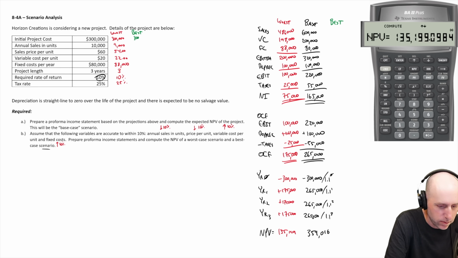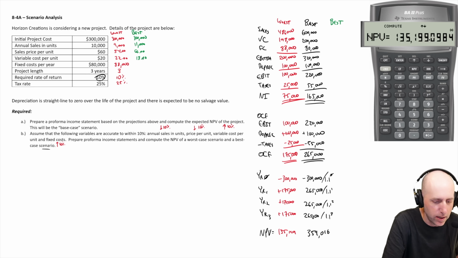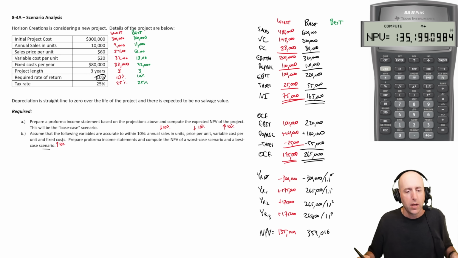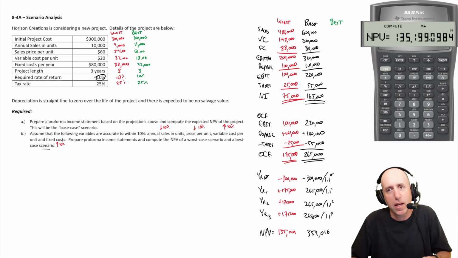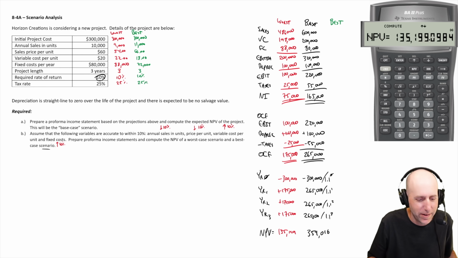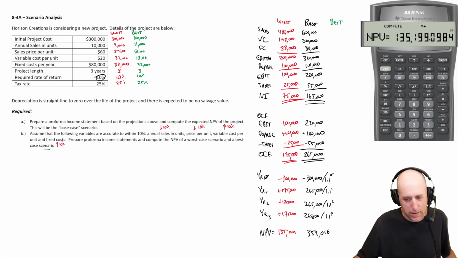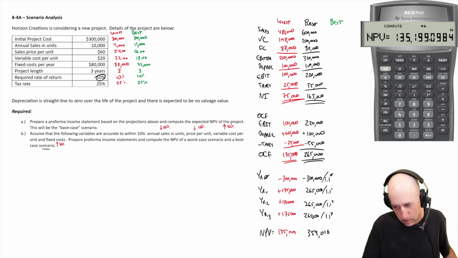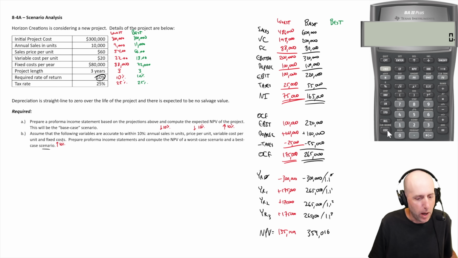Okay, well, our cost for the project is the same. We sell 10% more. We sell 11,000 units, not 10. We are able to charge more, $66. It costs us 10% less. Variable cost, 10% less is 18. The fixed costs are 10% lower. They're 72,000. Still 3 years, still 10%, still 25%. So some of those went up, some went down, right? Costs go down, revenues and sales go up. But there you go. We just have to do one more projection. Let's do it, and we'll wrap up.